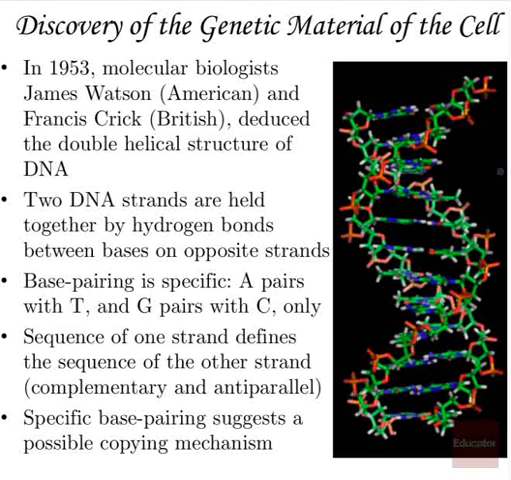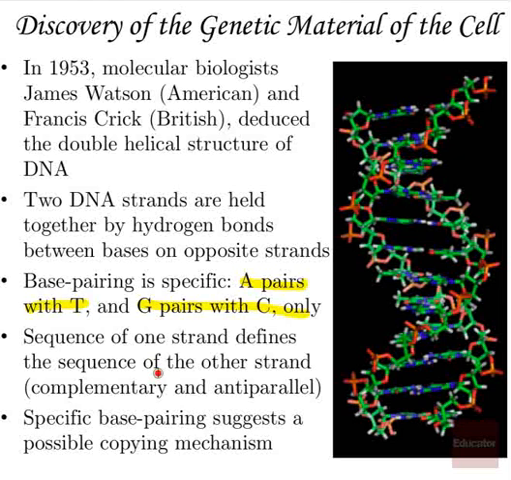Now, what they said in their paper was that 2 DNA strands are held together by hydrogen bonds. And that's between the opposing strands, right? So the bases coming together make those hydrogen bonds. They said base pairing is specific. A pairs with T and G pairs with C only. And we've already talked about this, but at the time, that was a novel insight. Now, they said that the sequence of one strand defines the sequence of the other strand, meaning that it's complementary. And they also noted that it was anti-parallel. So remember, 5' down to 3' for one strand, 5' up to 3' for the other strand.